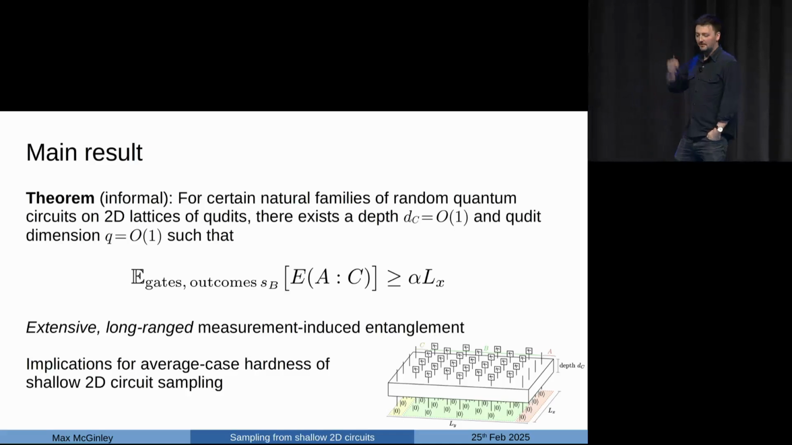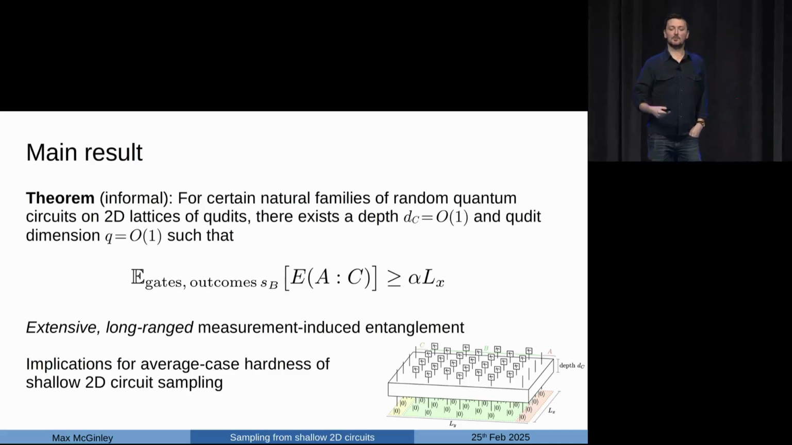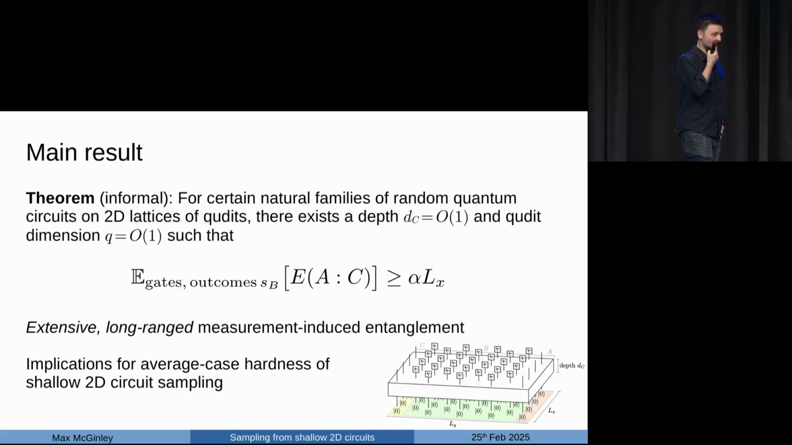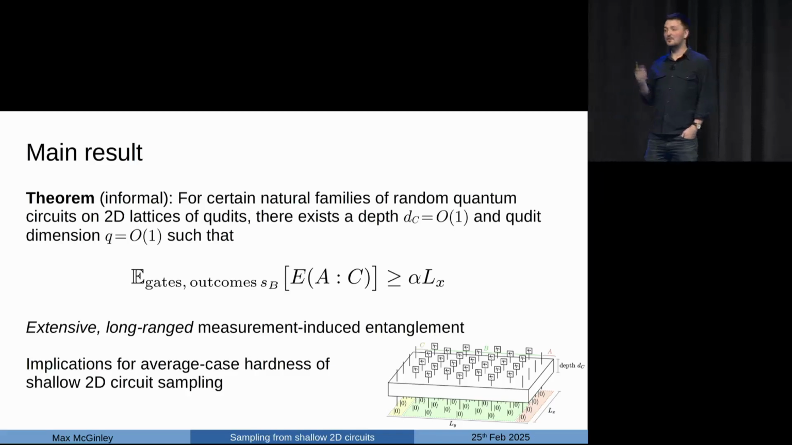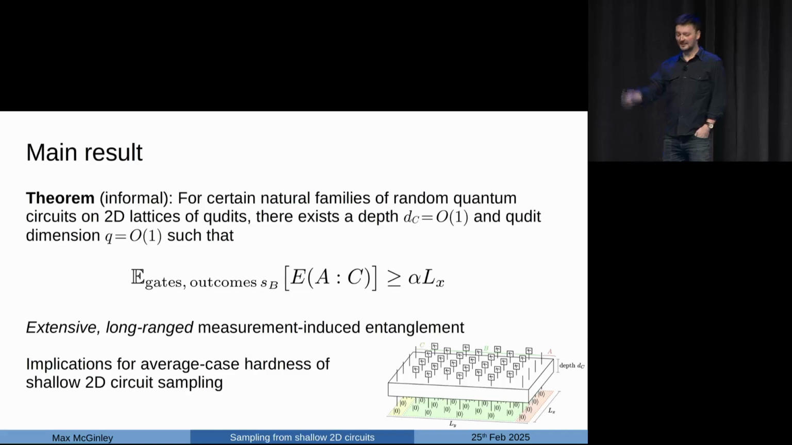We can define certain natural families of random quantum circuits which have constant depth. They act on qubits of a constant dimension, and we know that on average, the states that come out when we measure on B have entanglement that scales with the linear system size. So we have extensive long-range measurement-induced entanglement, and at the end, I will elaborate on what that says about how hard it is to simulate sampling from these circuits.